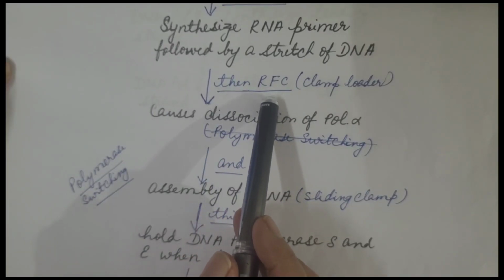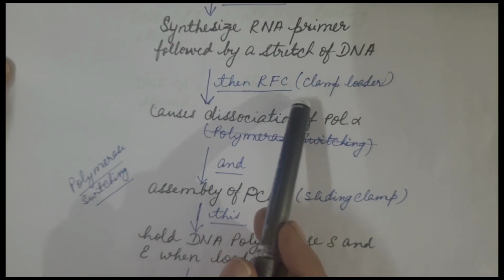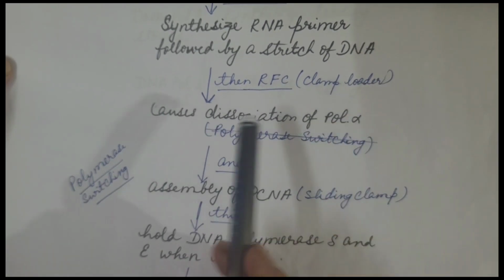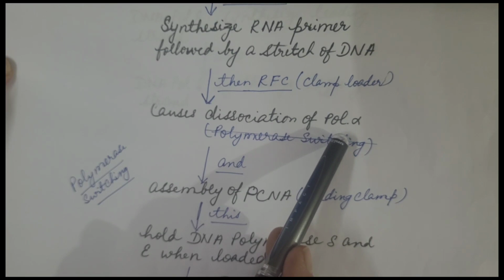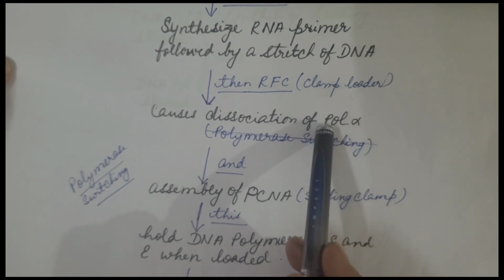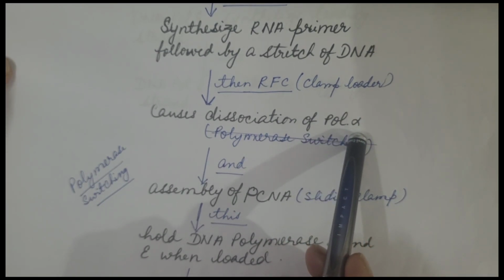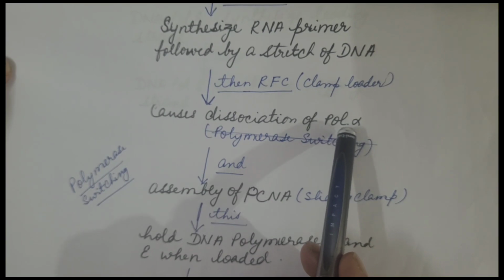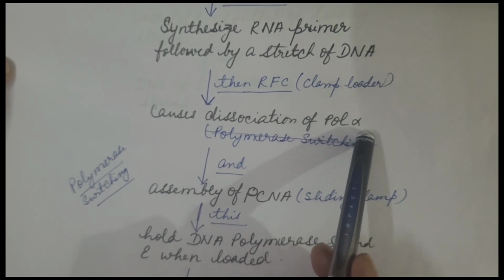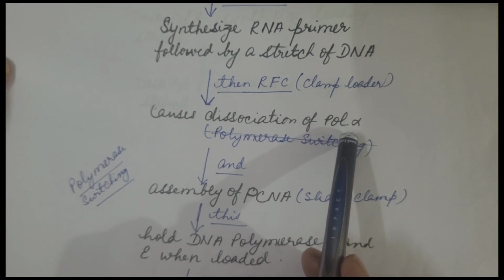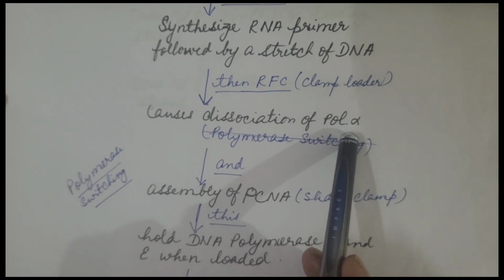Then RFC, replication factor C, which is the clamp loader, causes dissociation of DNA polymerase alpha. Because DNA polymerase alpha is not the major replicative polymerase, as it has low processivity and it also lacks the 3' to 5' exonuclease activity. Hence, the DNA strand that is synthesized by DNA polymerase alpha is not accurate.